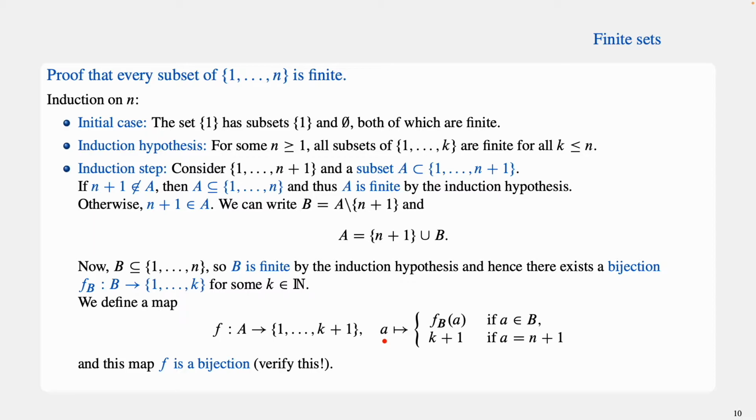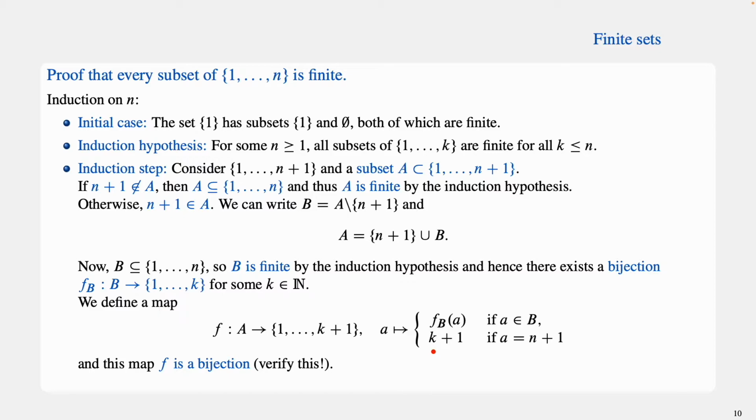And what I do is, any element x from A gets mapped to f_B of x if it is contained in B, or if x is equal to n plus 1, which is not in B, then I map it to k plus 1. And this map f is a bijection. Now this is not too difficult to verify. It is injective on B because by assumption f_B is injective here. And on the only element n plus 1 that is not contained in B, it assumes a different value than any element of B would.